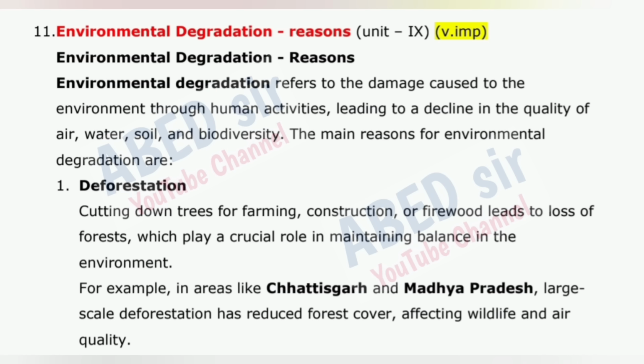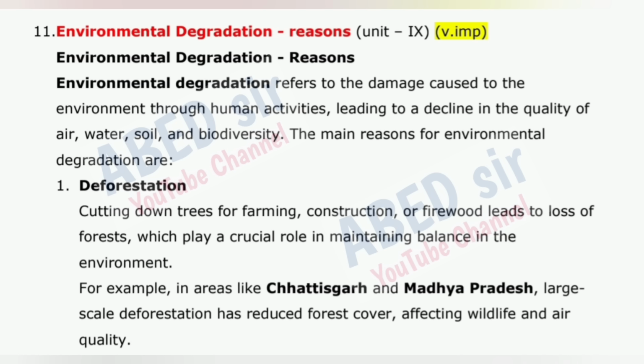Environmental degradation reasons. Unit 9. Environmental degradation reasons. Environmental degradation refers to the damage caused to the environment through human activities, leading to a decline in the quality of air, water, soil, and biodiversity. The main reasons for environmental degradation are 1.